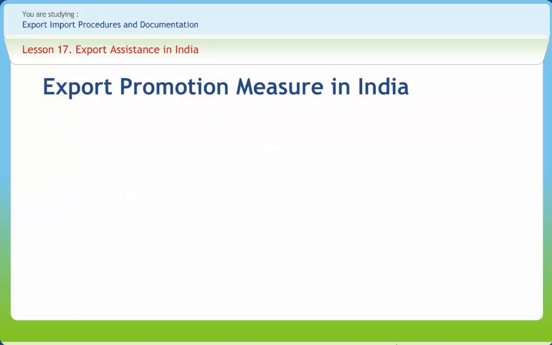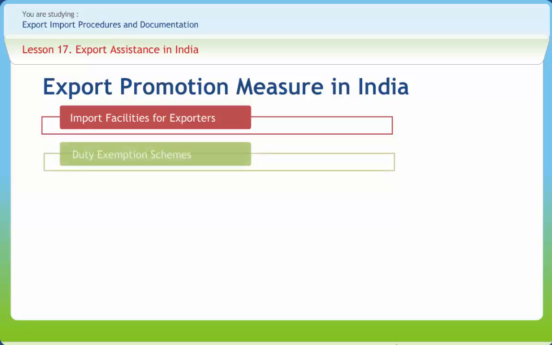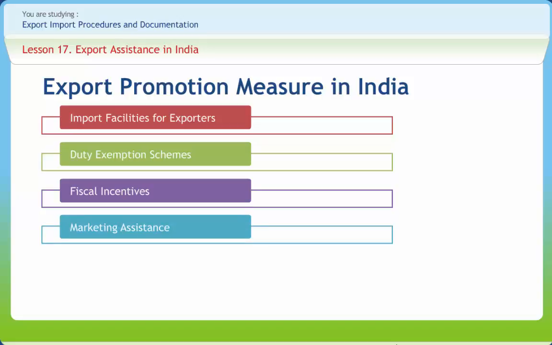The assistance extended to Indian exporters includes import facilities for exporters like the duty-free replenishment certificate, duty entitlement passbook scheme, and export promotion capital goods scheme. Duty exemption schemes are duty drawback, excise duty refund, and octroi exemption. The fiscal incentives include exemption from income tax and sales tax exemption. The marketing assistance includes market development assistance and market access initiative. The supplies of raw materials include the Industrial Raw Material Assistance Centers scheme and back-to-back inland letter of credit.